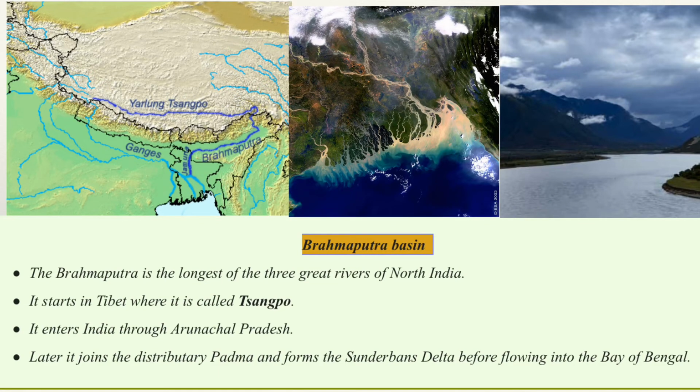Brahmaputra. Brahmaputra is the longest of the three great rivers of North India. It starts in Tibet, where it is called Sangpo. It enters India through Arunachal Pradesh and flows through Assam into Bangladesh. Here, it joins the Padma and forms the Sundarban Delta before flowing into the Bay of Bengal.